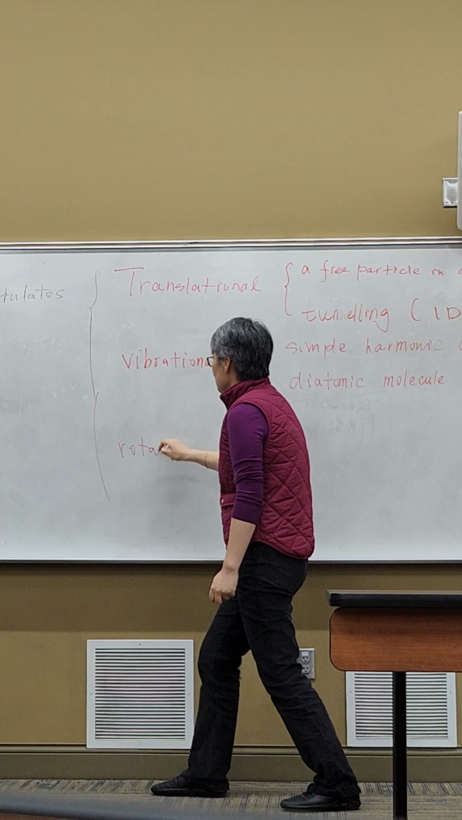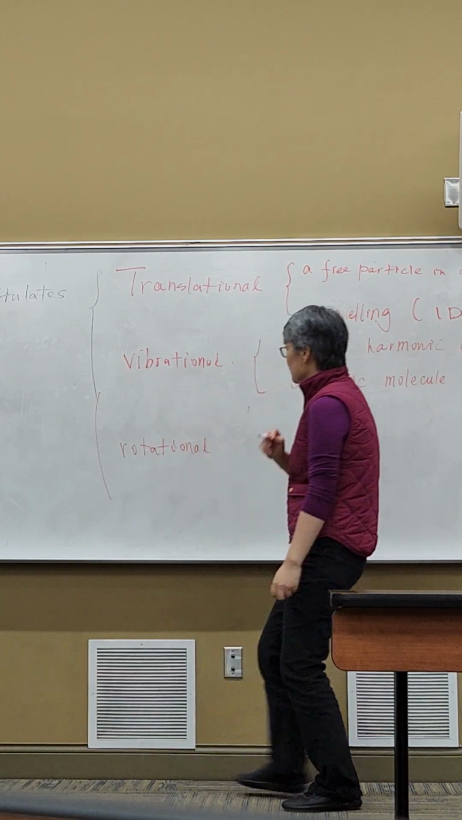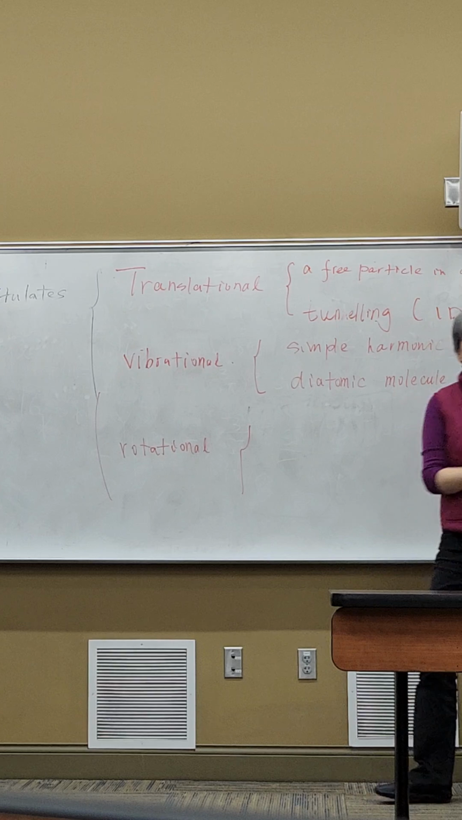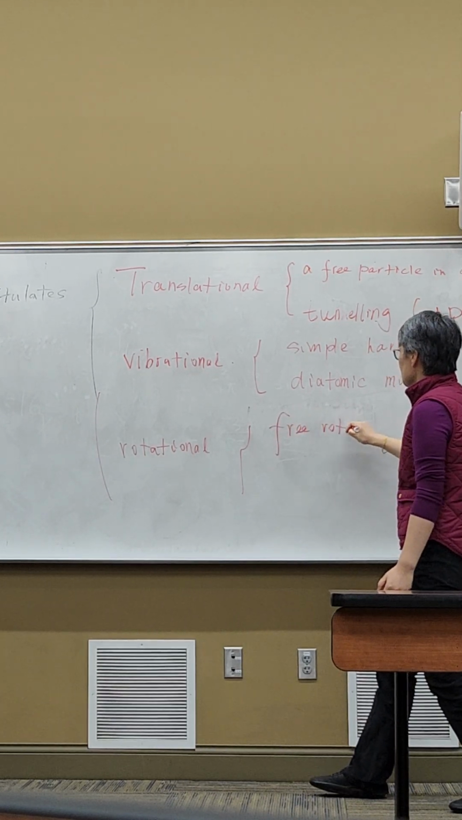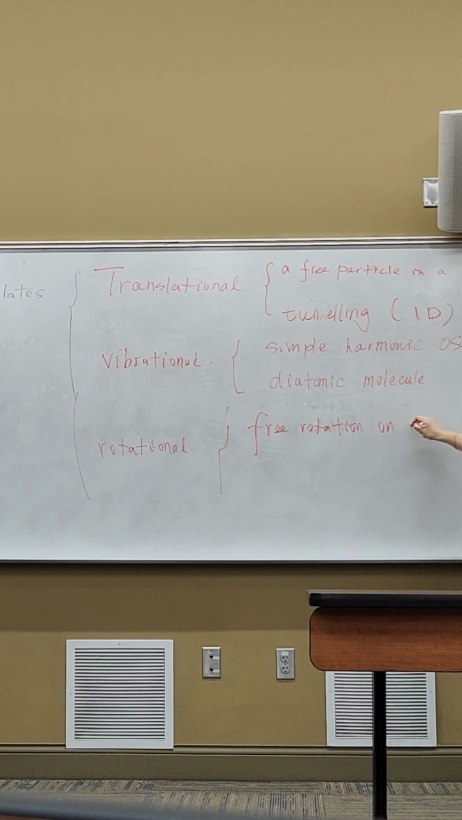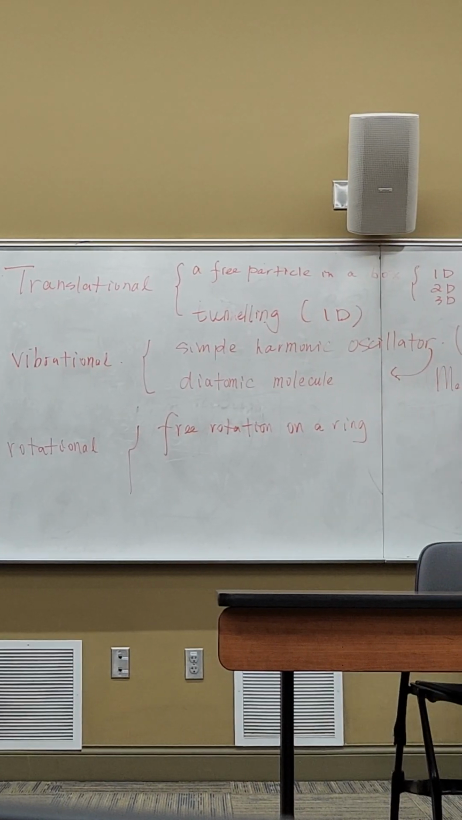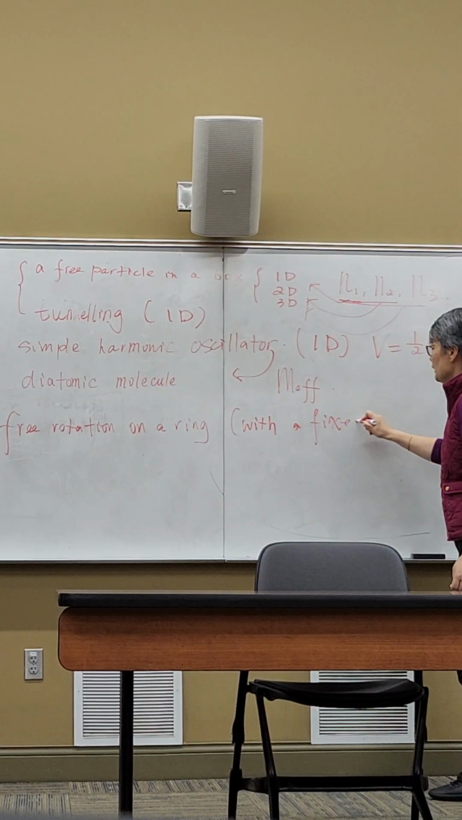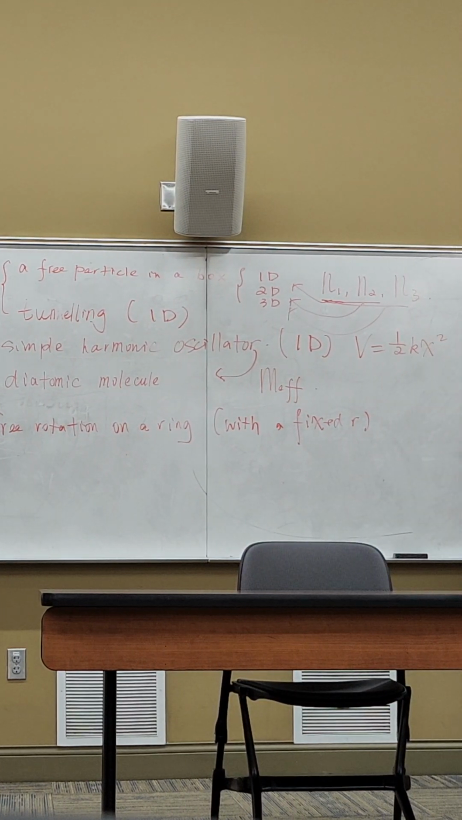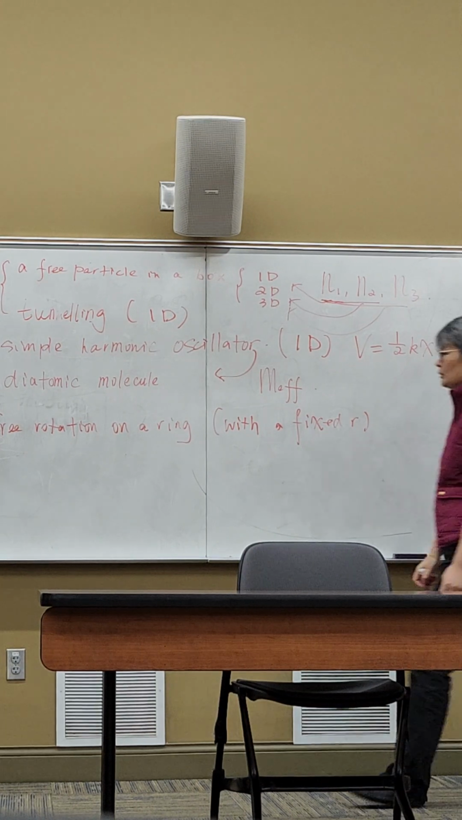And then recently we talked about rotational motion. We will have a free rotation on the ring, which is a two-dimensional problem, but we constrain it with a fixed radius. So therefore, it is a two-dimensional system, but we reduce the two variables to only one. All right. Now, what else do we have?